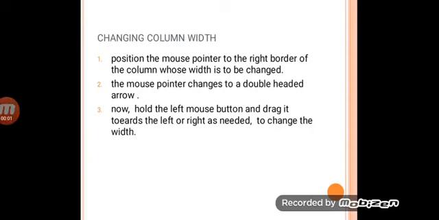Now I again repeat the steps to change the width of the column. First, position the mouse pointer to the right border of the column whose width is to be changed. Step 2, the mouse pointer changes to a double-headed arrow. Step 3, now hold the left mouse button and drag it towards the left or right to change the width.